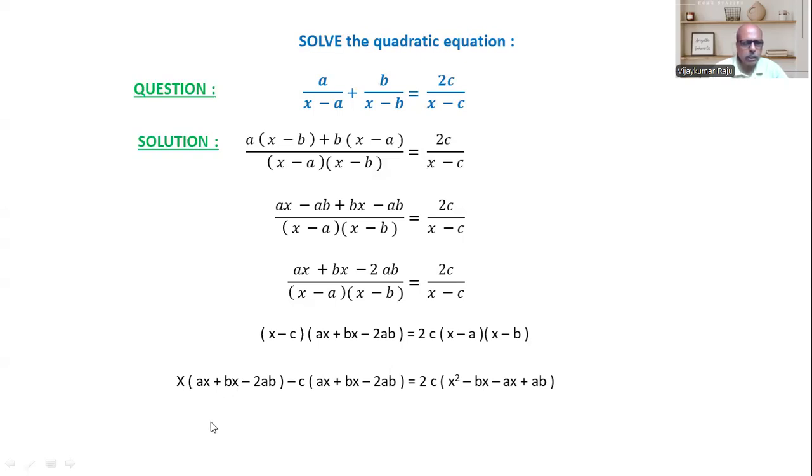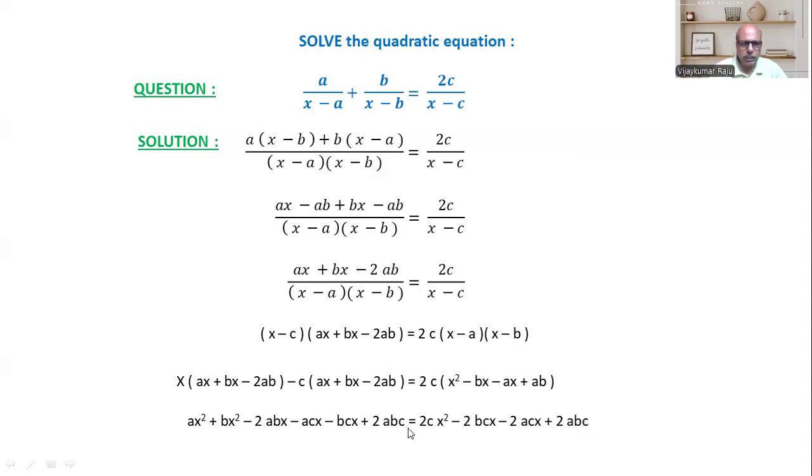bx into x is bx square. So it will be like this: ax square, bx square, minus 2abx x with this. Minus a into c is acx. Plus minus is minus, b into c is bcx. Minus minus is plus 2ab into c. This equals, open the bracket, 2cx square minus b into c is bc. So 2bcx minus 2acx plus 2abc.